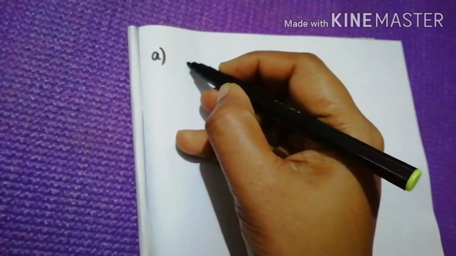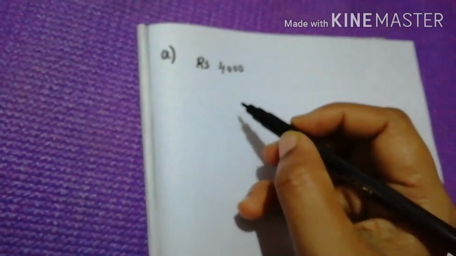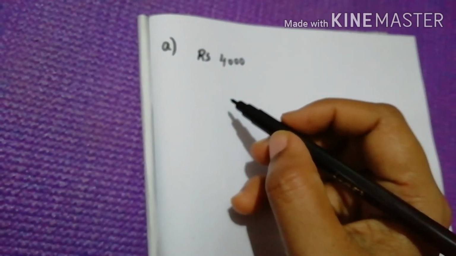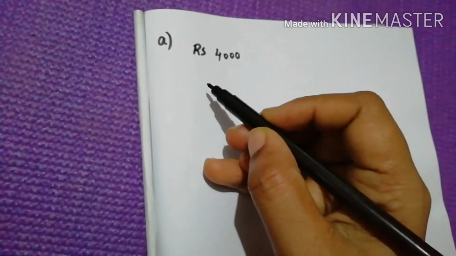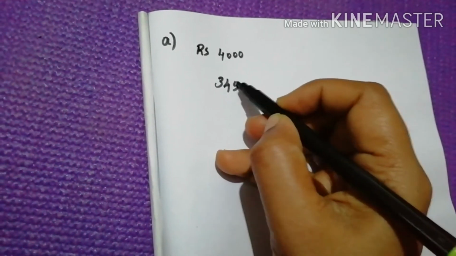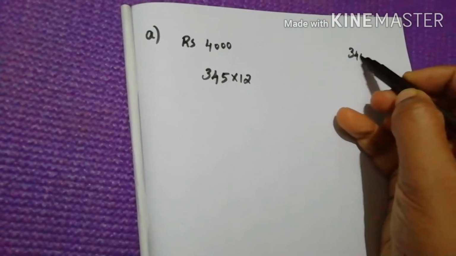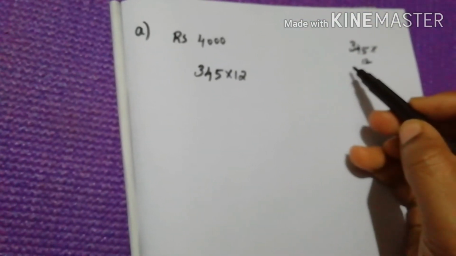The question is that Gracie took a loan for rupees 4,000 and paid back 345 every month. We need to find out how much she paid back to the bank. She paid back 345 every month for 1 year. How many months in a year? We know that there are 12 months in a year. So we need to multiply 345 with 12. So 345 into 12. What is the answer?